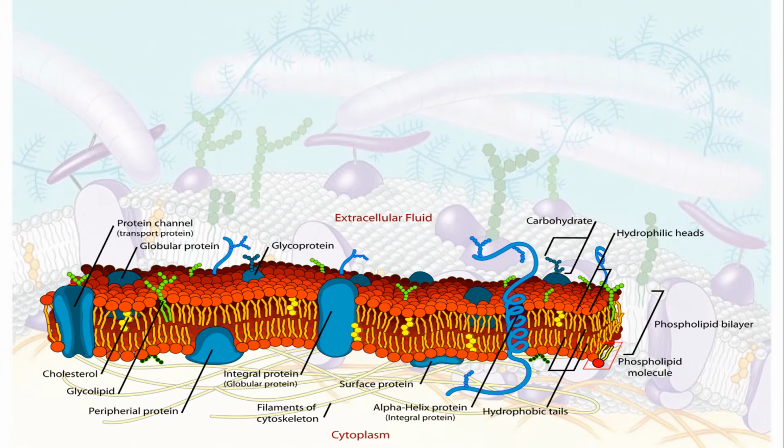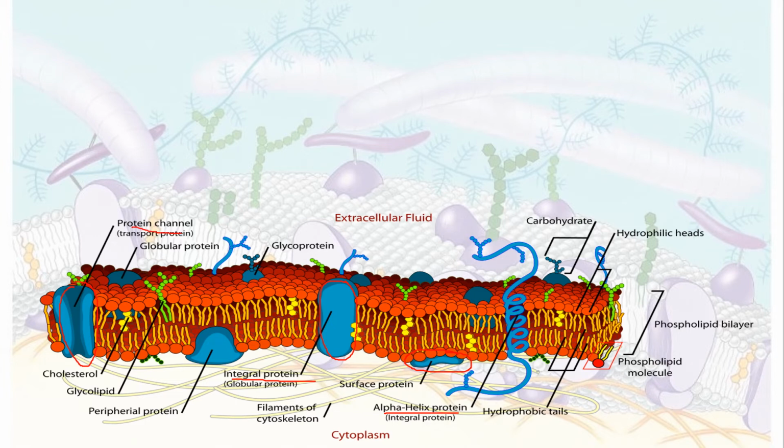There are two types of proteins. The first one is integral proteins or intrinsic proteins, and the other one is extrinsic protein, or we can say peripheral proteins. You can see over here we have three types of integral proteins. Some are alpha helix protein, some are integral globular protein, and some are protein channels.